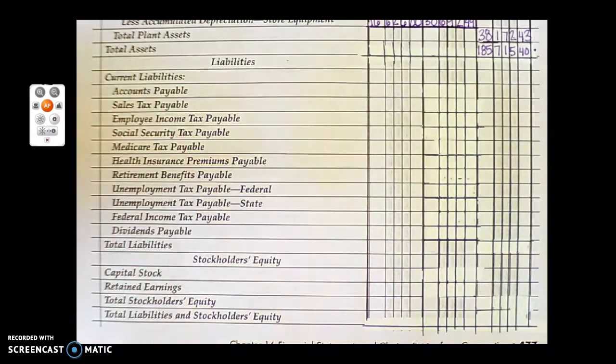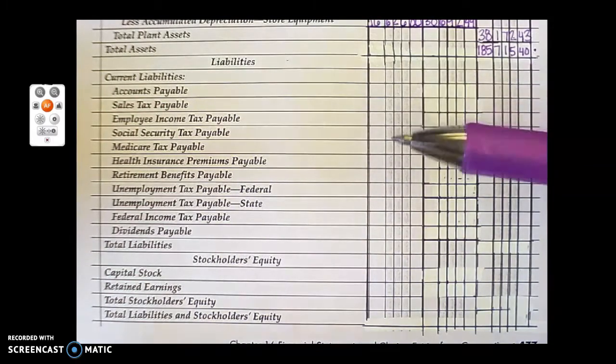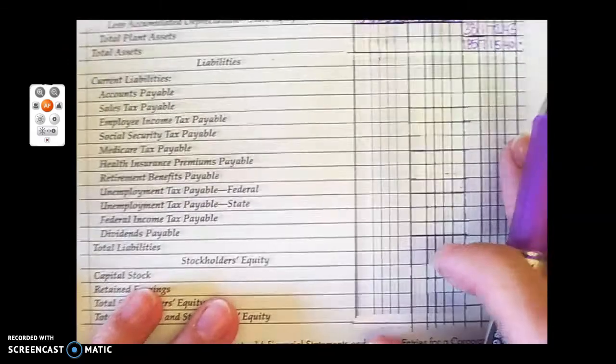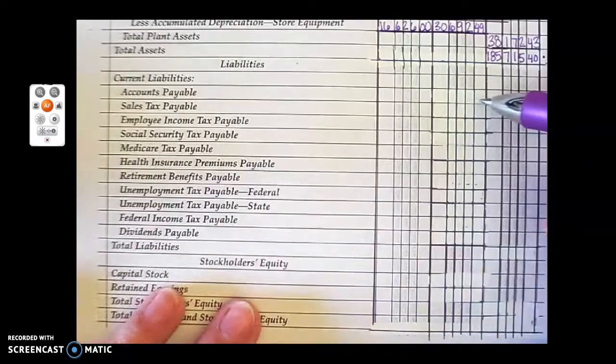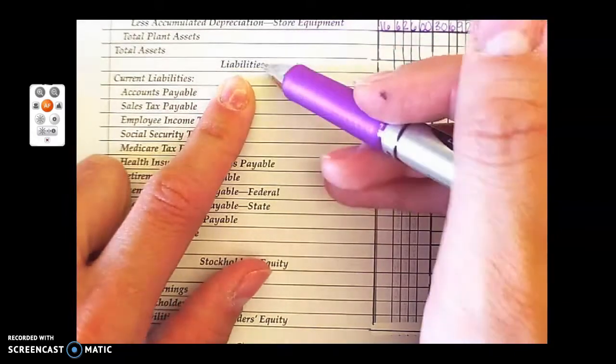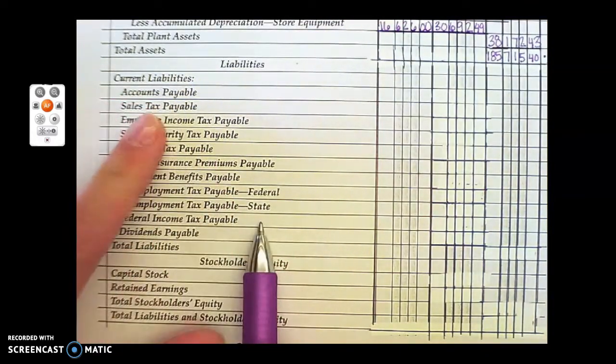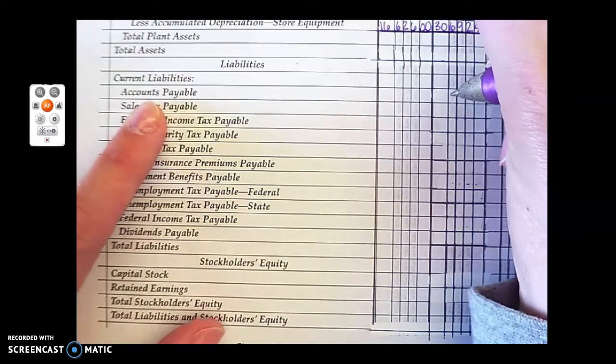Current liabilities are things that we need to pay within the next year. We do not have any long-term liabilities, you can see. That would be like if we took out a long loan to do some expansion with our business. So we will write all of these numbers in the middle column. So you'll do liabilities, centered, current liabilities with a colon after it, and then we're going to write all of our payables and put the amount in the middle column here.